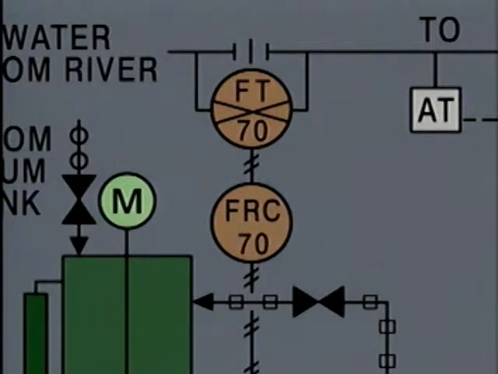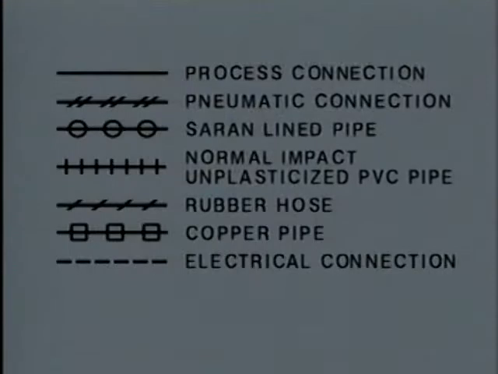Sometimes an instrument symbol also contains an identification number that helps you distinguish it from similar instruments in other systems. Generally, all the symbols for the instruments in a control system will contain the same number. This helps you identify all the instruments that belong to a particular system.